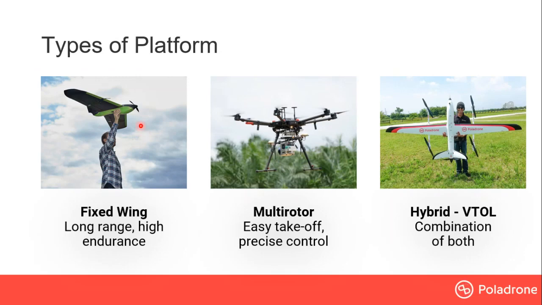As you can see in the picture here, there are three types of platform. I'm going to start by talking about what a fixed wing is. As you can see in the photo here, a fixed wing looks like a regular aeroplane, just on a smaller scale. I believe you all know how an aeroplane takes off and lands, right? You need a very big landing space, like at KLIA, when the plane takes off and lands. The same thing goes for these drones.